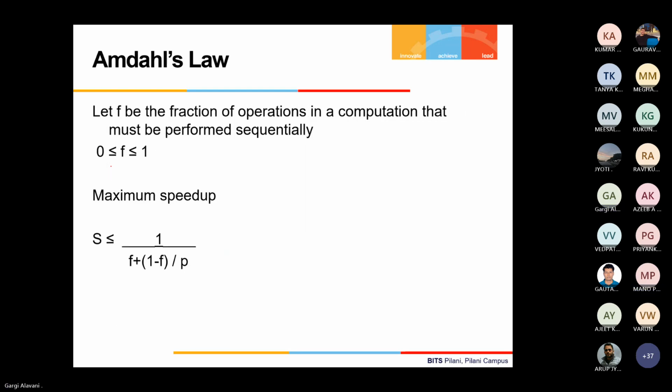So the first one is Amdahl's law. Now we know what speedup is. Speedup is the serial execution time divided by the parallel execution time, right? But how can we calculate speedup in terms of the time taken for executing some portion of your program serially? That fraction cannot be parallelized and will always remain sequential.